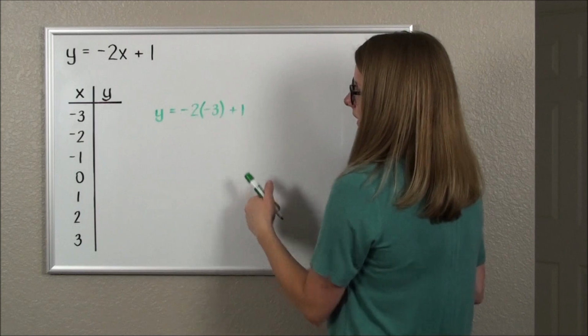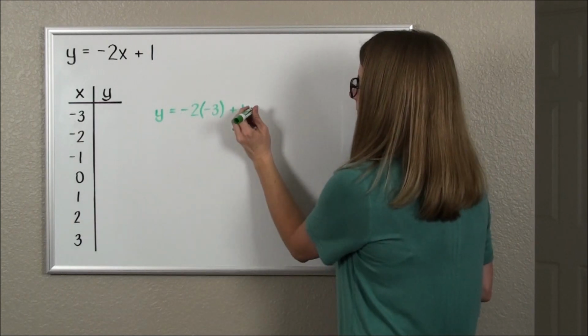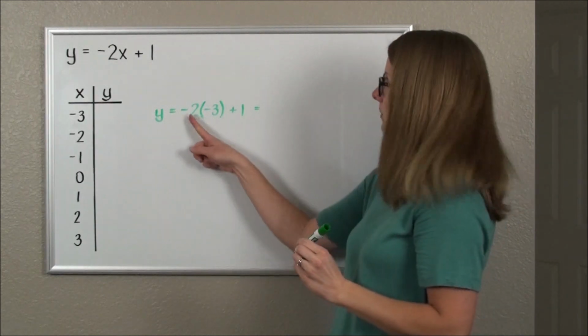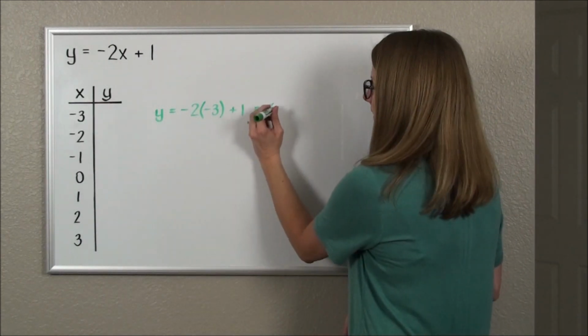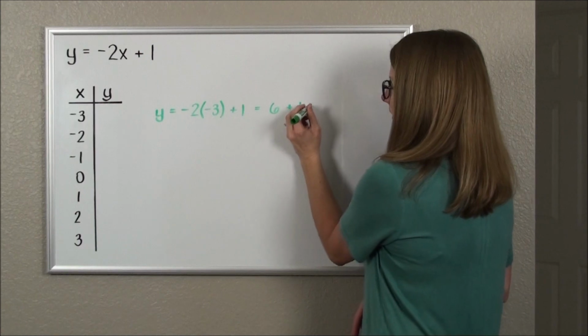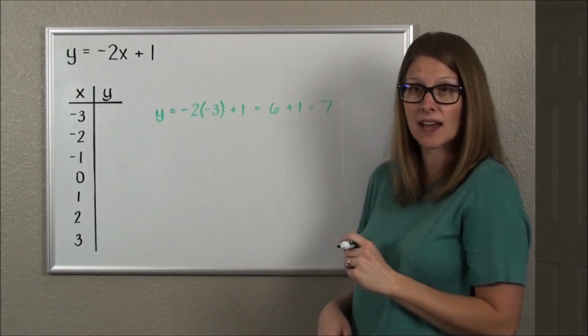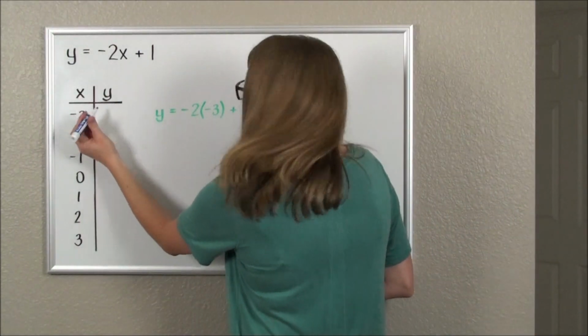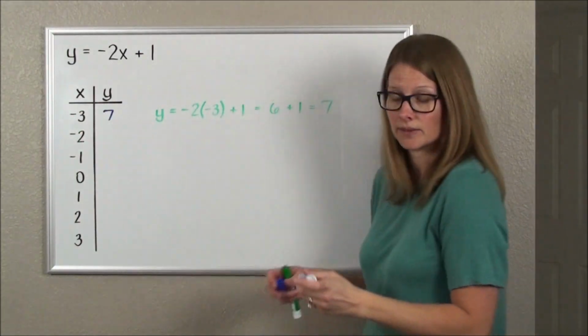So now I have -2 times -3 plus 1. Based on our order of operations, we're going to multiply before we add. So -2 times -3 is 6. Now we'll take that 6 and add the 1 to get 7. So when x is -3, we have that now y is positive 7.